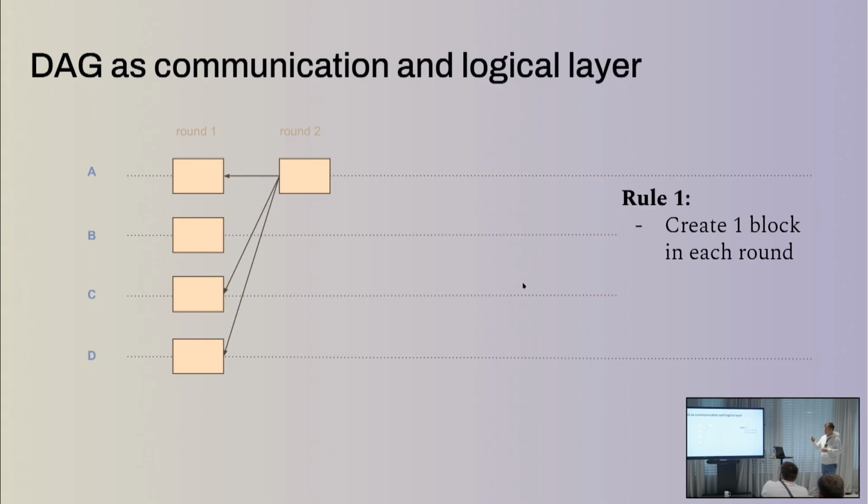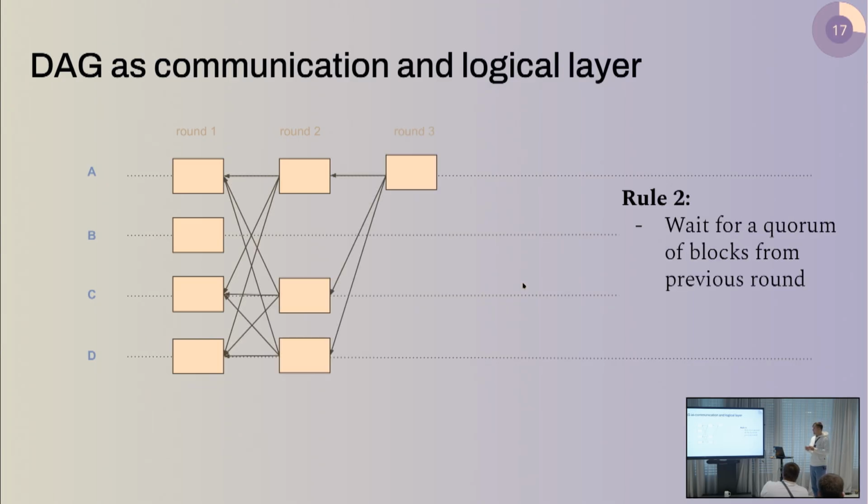You create one block in each round, and if you create multiple, then you are probably not an honest validator. You also don't create blocks at your own pace. You need to wait until a quorum of the network is already at the previous round, and then you can potentially create a block in the next round. So you should not just be very fast; you should be aligned with the network speed.